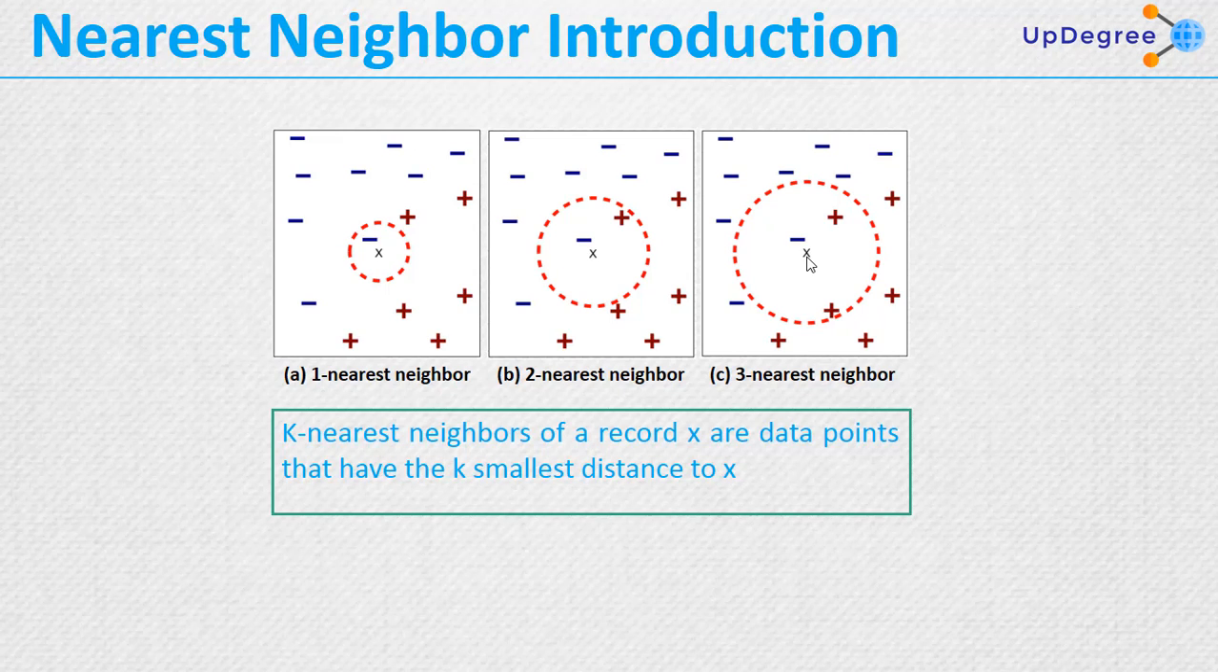KNN is a type of instance-based learning, also known as lazy learning, where the function is only approximated locally and all computation is deferred until classification. For both classification and regression, a useful technique can be to assign weights to the contributions of the neighbors, so that the nearer neighbors contribute more to the average than the more distant ones. For example, a common weighting scheme consists of giving each neighbor a weight of 1/d, where d is the distance to the neighbor.